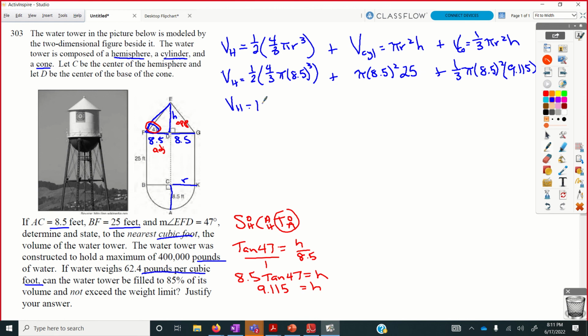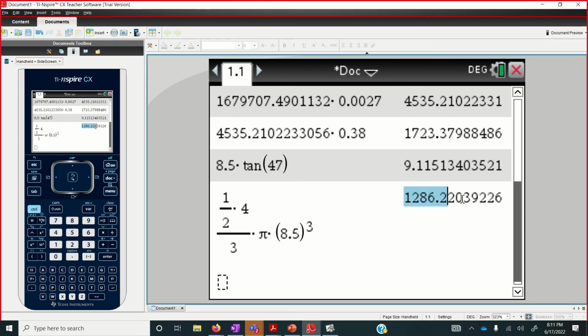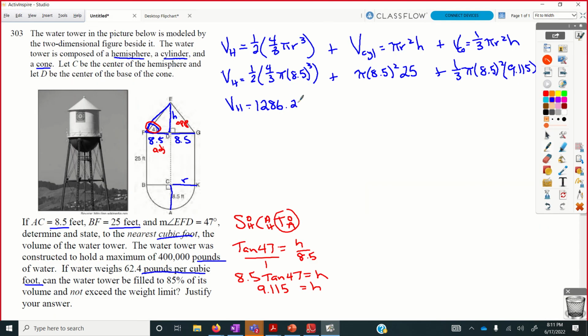Hold on. This is 1286 point, and I'm going to write down 3 numbers here. We'll round it, 0.220. But remember, we're going to use the whole number in the calculator. Plus, then we're doing the next part.